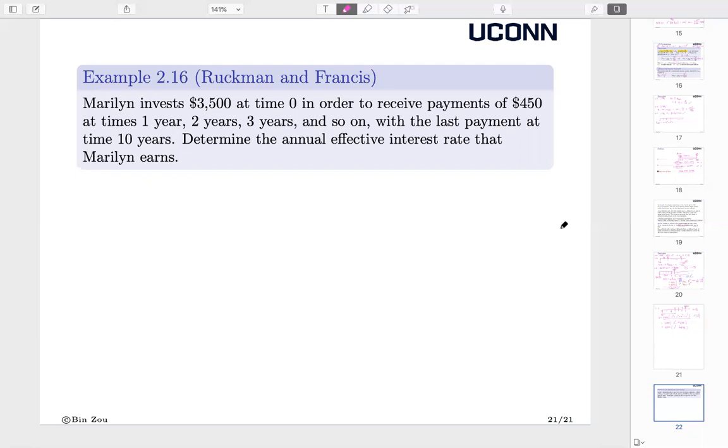For anything that is more complicated or somehow not easy to understand, a timeline will help you. Okay, so again, the default option is the end of the year. So when you see 450 at times 1 year, that means the end of year 1. So here we have the first payment. Here you have second.